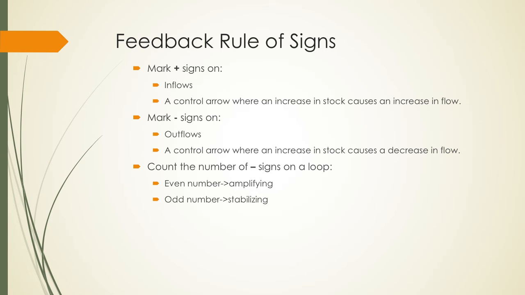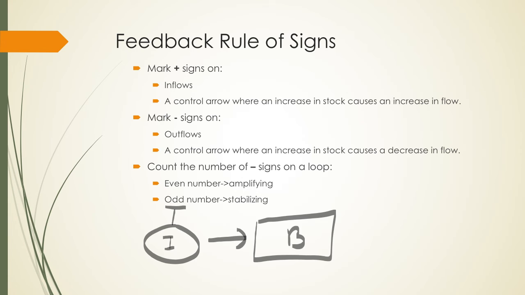In the bank account stock flow model, the feedback loop was between the interest and the balance. Here we had a control arrow going from the balance back to the interest. This balance we'll label with a plus because an increase in the stock causes an increase in the interest level. Also, the flow from the interest represents an inflow to the balance. Here we have no negative signs. 0 is an even number, so overall this represents an amplifying feedback loop. Again, this matches our earlier reasoning.